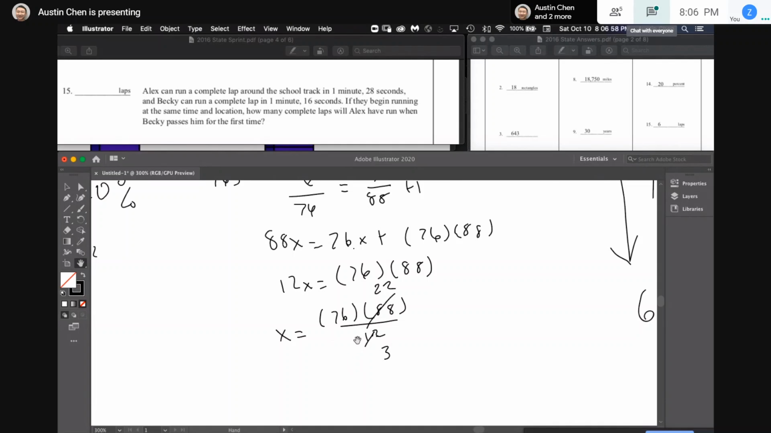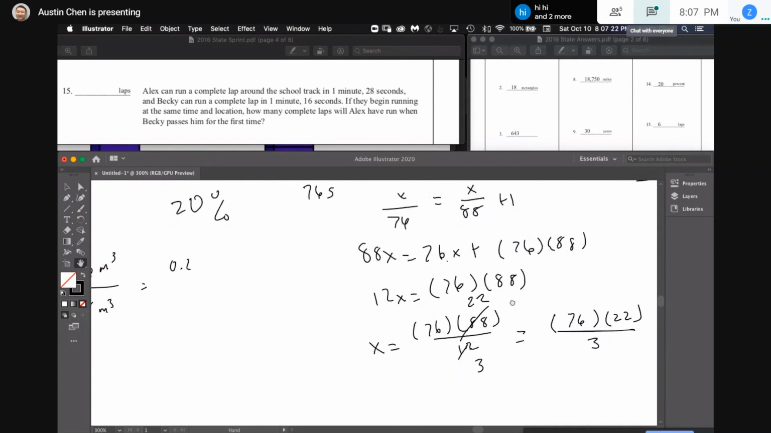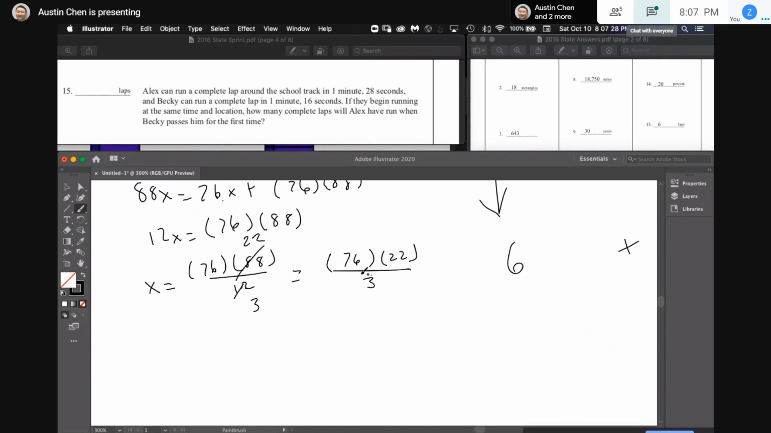Oh, okay, so I think this might be our correct time. So right now we're saying the amount of time that has passed when they meet is going to be 76 times 22 over 3. But we actually want to find how many laps Alex will have run. So to find that, we would just do this amount of time over 88, right?